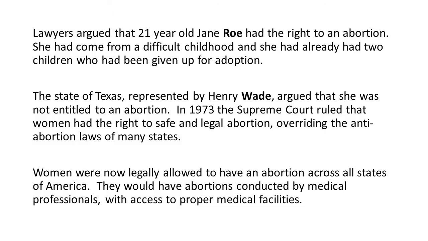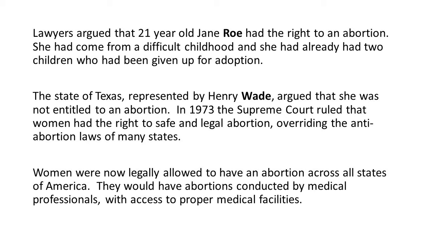Now, lawyers argue that Jane Roe has the right to an abortion. She's come from a difficult childhood, she's already had 2 children, and they've been given up for adoption already. On the opposite side of the argument, the state of Texas, represented by Henry Wade, argue that she's not entitled to an abortion. Both sides can't reach an agreement, and they appeal the rulings, and finally it goes to the Supreme Court for an ultimate decision. And as you know, the Supreme Court is the highest court within America, so if they make a ruling, it's going to be enacted across the whole of America.